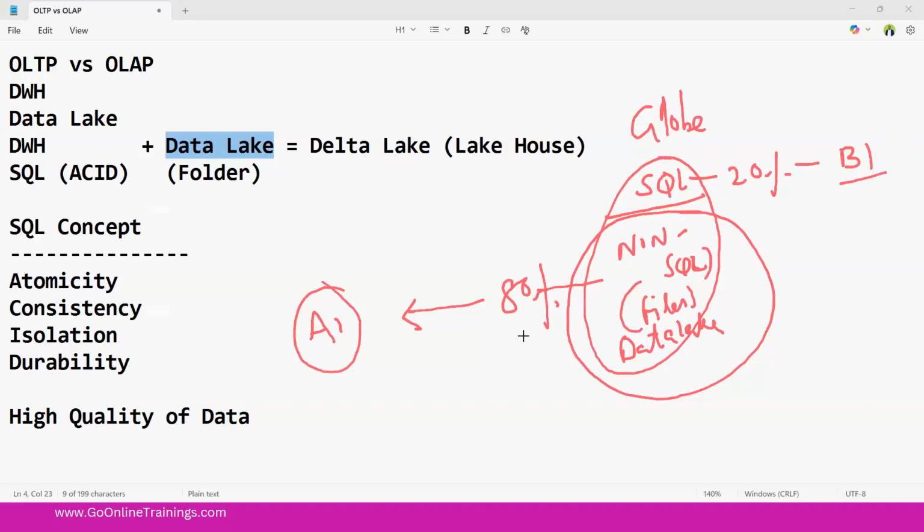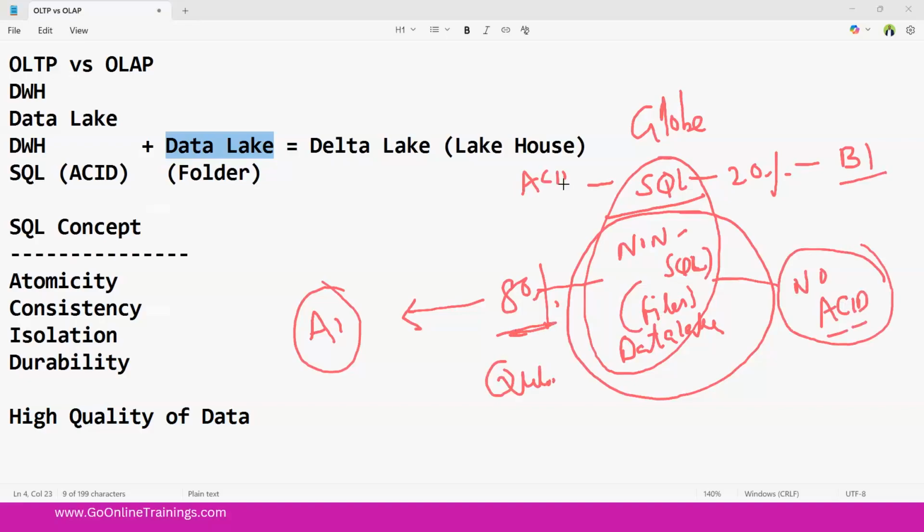The biggest problem with the 80% of the data is the quality, right? Quality is not guaranteed because here there are no ACID properties, atomicity, isolation, and so on. We'll create one proper session on this so that you can watch. And in SQL, anyhow, you have ACID properties, okay? Because of that, the quality can be maintained.